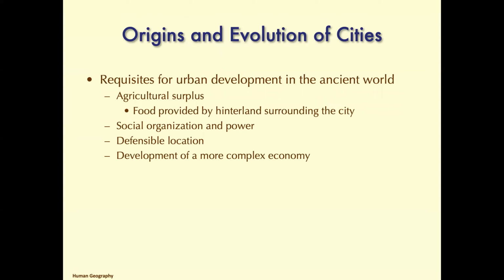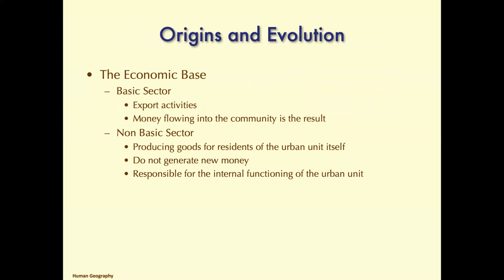Okay. Again, the idea of a prerequisite for urban development in the ancient world had to do with an agricultural surplus, meaning food provided by the hinterland or the suburbs, as we would call it, surrounding the city. It needed to have a social organization and power structure. It needed to have a defensible location. Okay. And then this led to the idea of the economic base. You have the basic sector and the non-basic sector. And these two are basically the big defining factors of a city, even to this day.